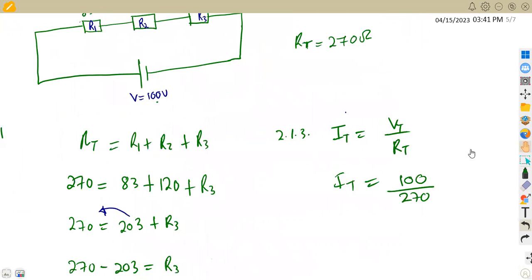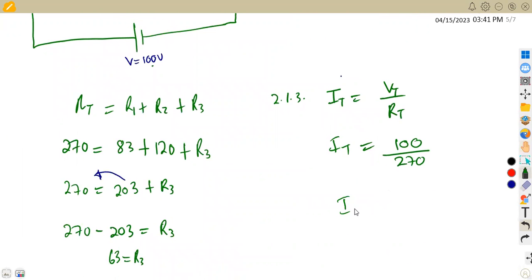So if we are to divide this, we are going to obtain our current, which is in amps. Remember that current is measured in amps. So you're going to obtain something like 0.3737 and so on, which to 3 decimal places as per given instruction is going to be 0.370 amps. So that is what you're going to have as your total current, or just 0.37. All right.